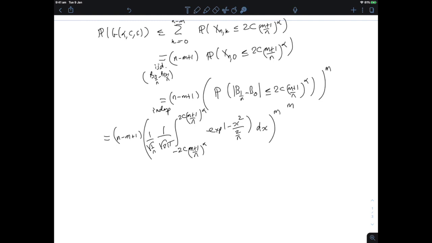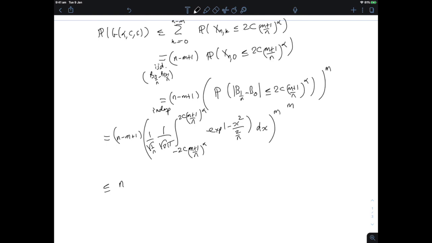I'm just going to control this exponential of minus something by 1. That's going to be good enough for my purpose. And I'm also going to control n minus m plus 1 by n, because what really matters now is the behavior of this quantity as n goes to infinity. So anything that's not a function of n is not going to matter particularly much to the behavior. I want to show that when n goes to infinity, this goes to 0.